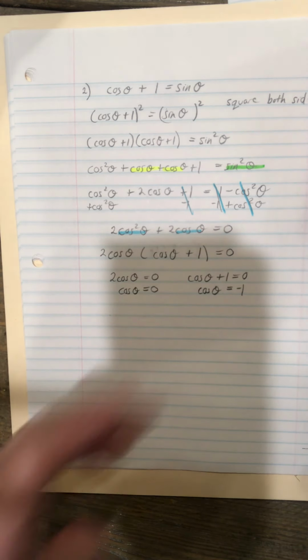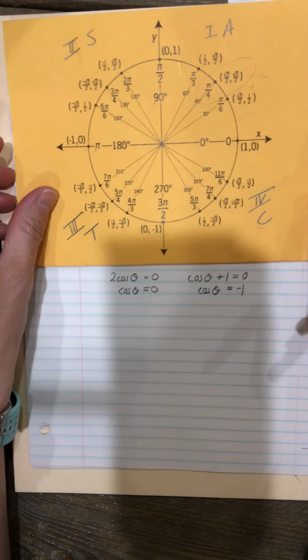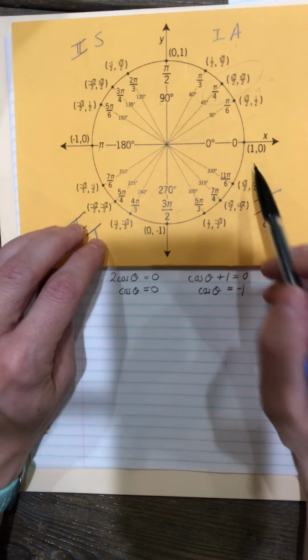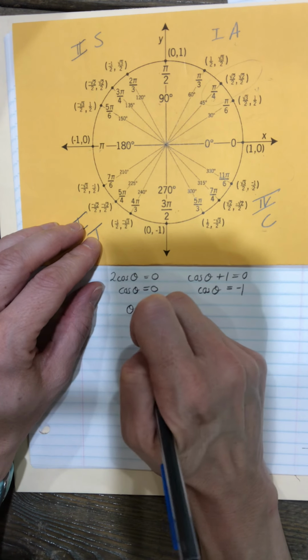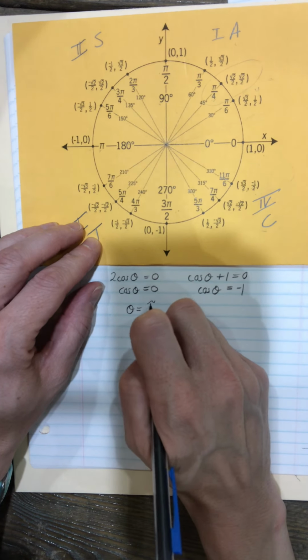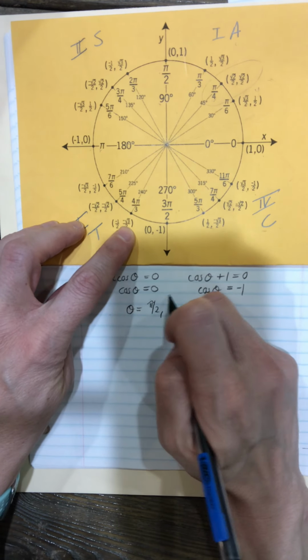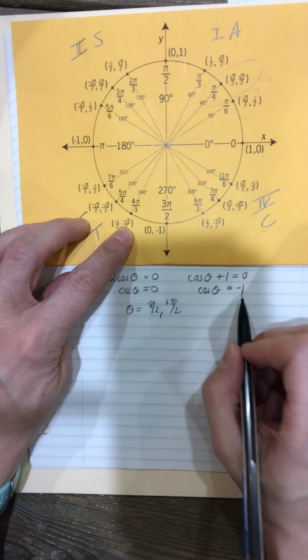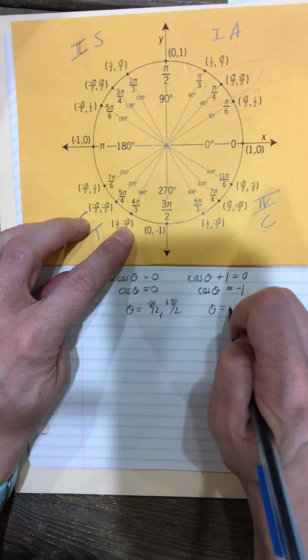So back to that unit circle. Let's take a look. I go to my unit circle. Cosine is x, so I look when x is 0 and I look when x is negative 1. Well, x is 0 at pi over 2. X is also 0 at 3 pi over 2. Here, negative 1. X is negative 1 at pi.